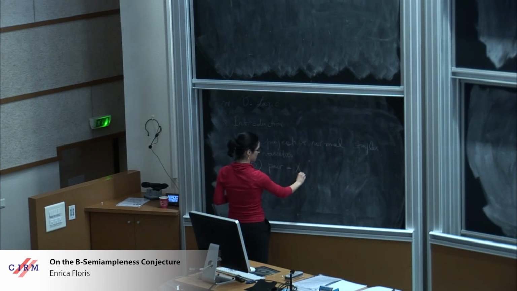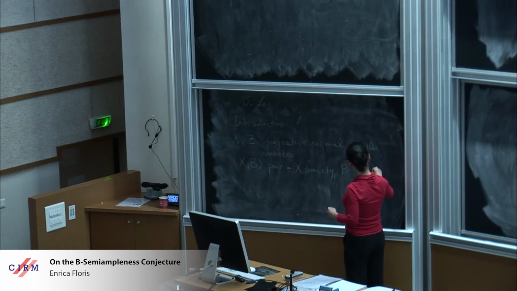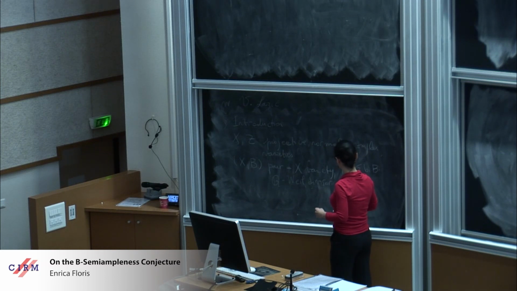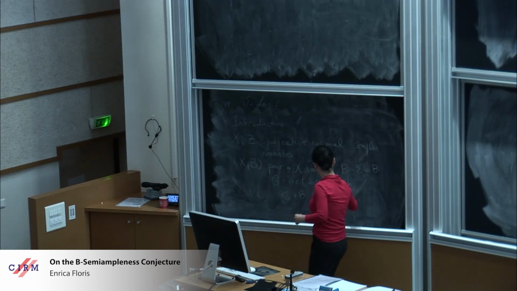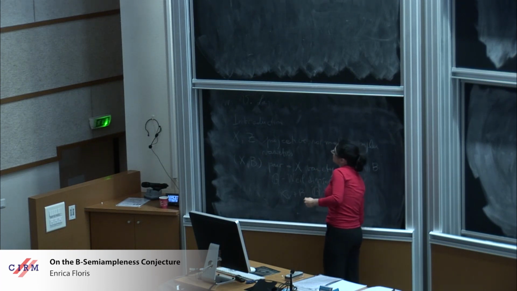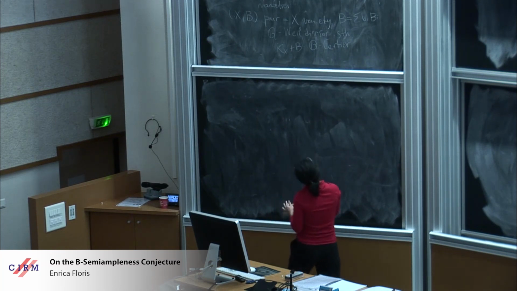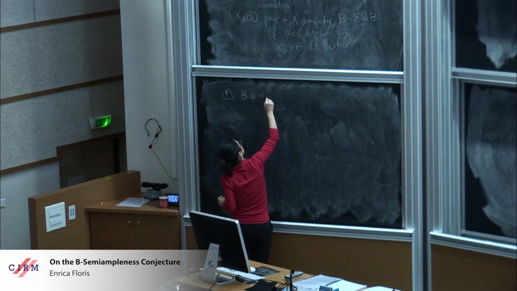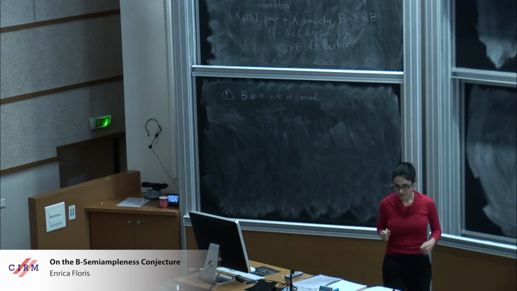It's the data of a variety and a Weil divisor. So it will be with rational coefficients for us today. And together they have the property that K_X plus B is Q-Cartier. Okay, if you're used to pairs, maybe you can notice that here I'm not assuming that B is effective.